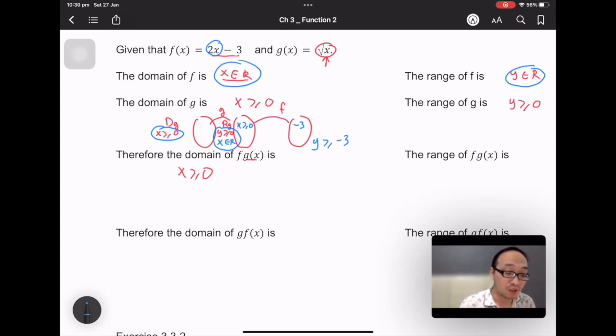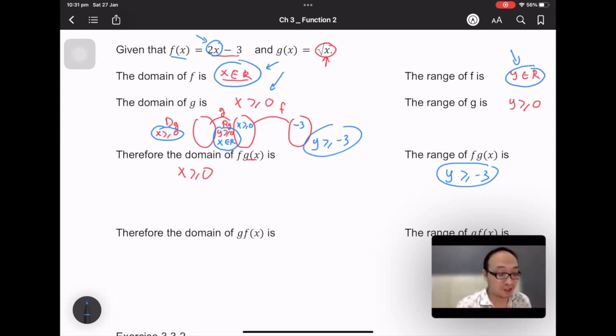Because when x is increasing, the value of f(x) will be increased as well. So that means the lowest point will be negative 3 and above. So the range of fg will be this final range: y is greater than or equal to negative 3. So it changes from all real numbers into y greater than or equal to -3, because the domain changes from real numbers into x greater than or equal to 0.